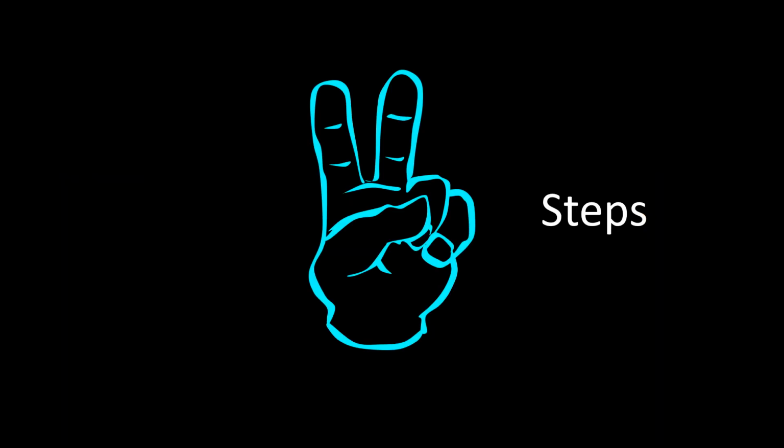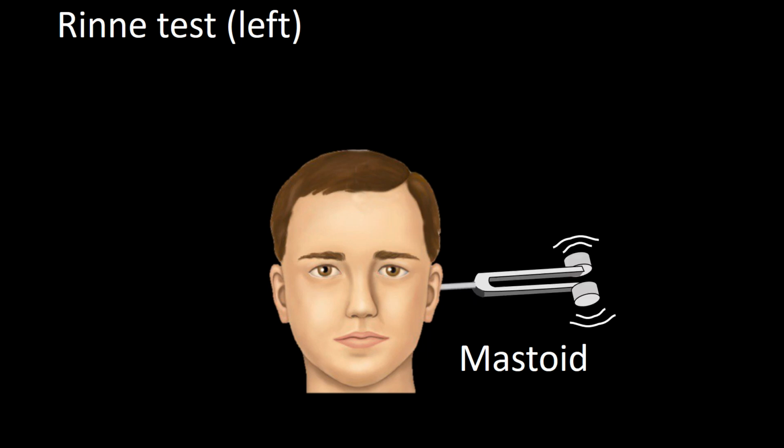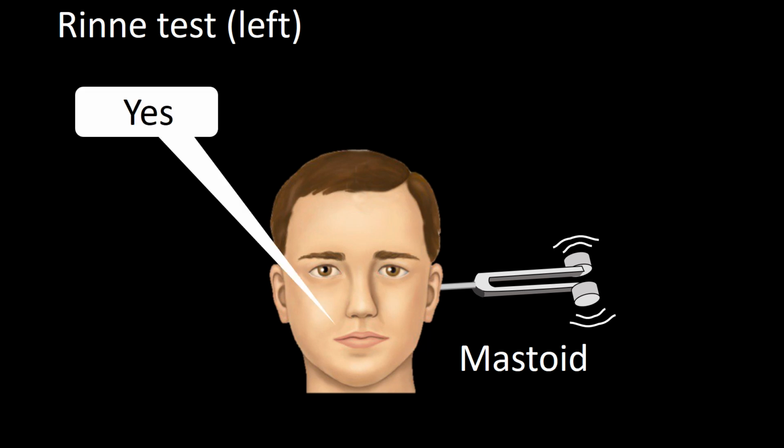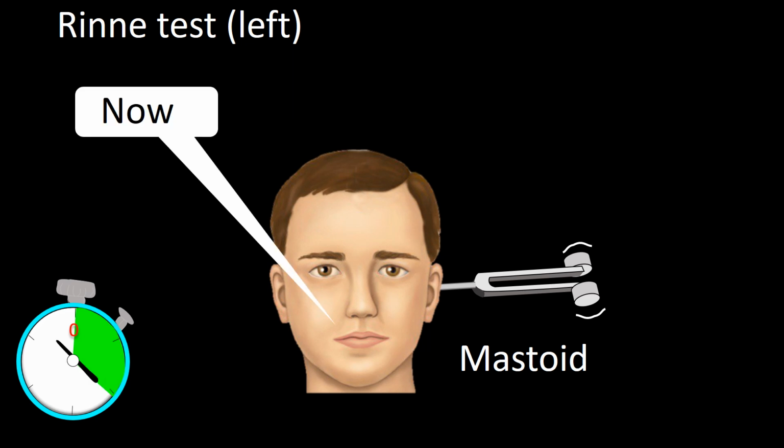The Rini test has two steps. During the first step, we test bone conduction of sound. You bring the vibrating turning fork and place the stem in the mastoid and ask if it is being heard. The patient normally would say yes. Ask the patient then to tell you when he stops hearing it. Wait until he says, now.